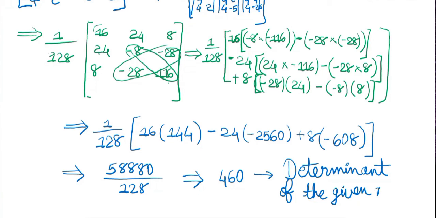So this is how you can find the determinant of a 5 cross 5 matrix. And the method that we have used is known as Chio's method.